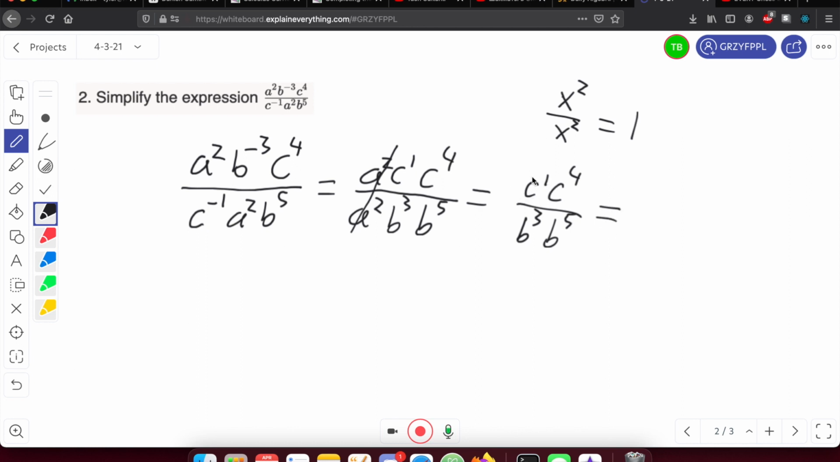Okay? And now remember your exponent rules. If you're multiplying the same base with an exponent, you just add the exponents. So c to the first times c to the fourth is just c to the fifth, over b cubed times b to the fifth is just b to the eighth. And this is our simplified expression.